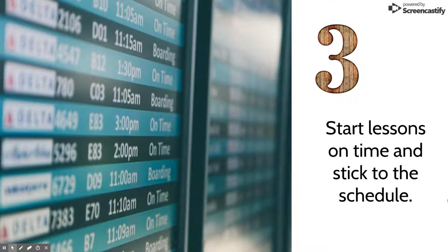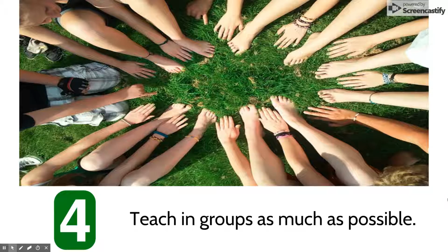3. Start lessons on time and stick to the schedule. 4. Teach in groups as much as possible. Teaching students in large and small groups increases both academic learning time and the amount of instruction for each student as compared to other instructional arrangements such as one-to-one instruction or seat work.